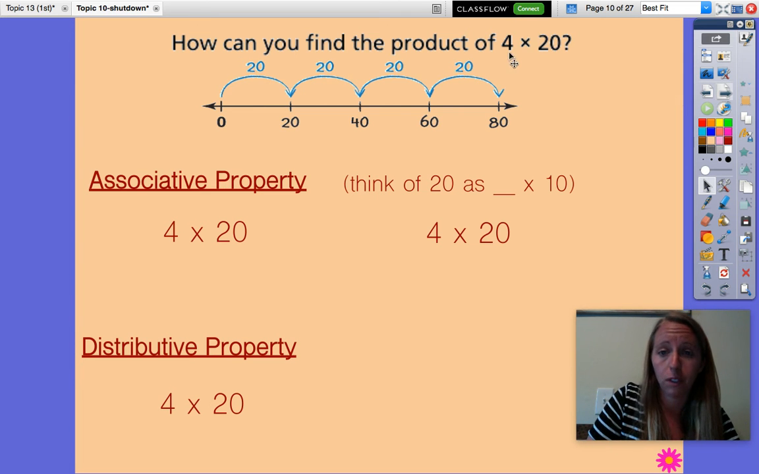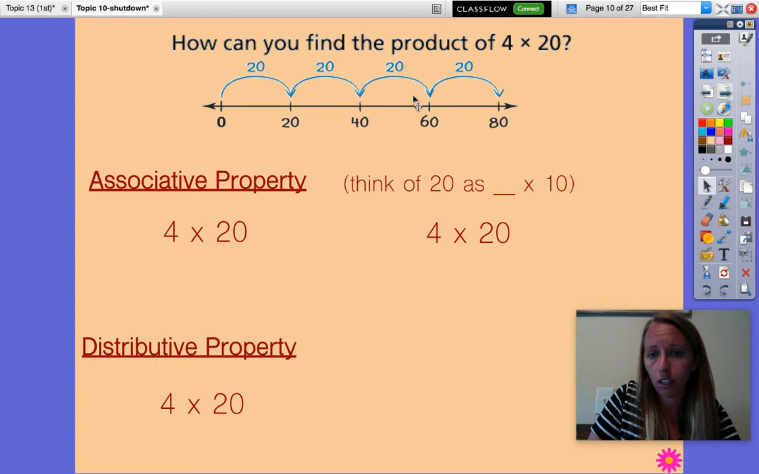Last week we learned how to multiply by multiples of 10. For this problem, it's 4 times 20, and we used an open number line. You start at 0, and you need to make 4 jumps of 20. So 1, 2, 3, 4 jumps of 20, and you land on 80. We could skip count by 20s: 20, 40, 60, 80. You can also do this by multiplying the base fact. 4 times 2 equals 8, and add a 0, and we get 80.